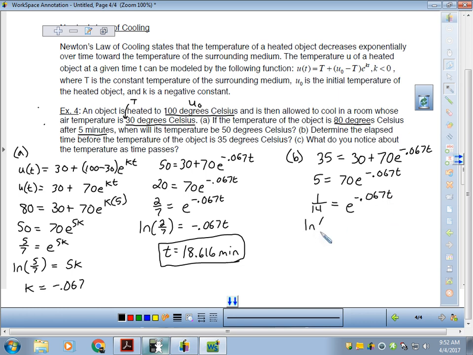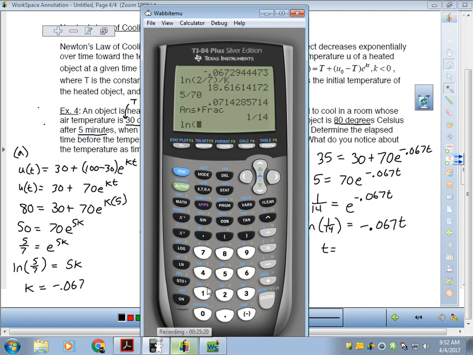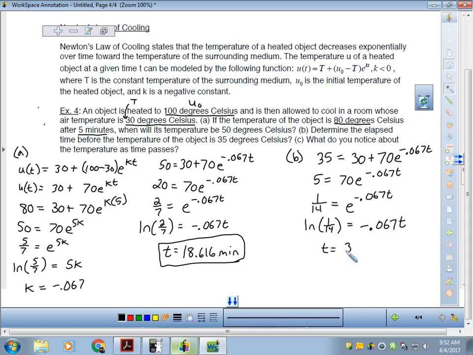Take a natural log. Natural log of 1 over 14 equals negative 0.067t. Then divide that negative 0.067 across. So the natural log of 1 over 14, divide that by our k number, and we get 39.217. Again, that's measured in minutes. So that's how long it takes to get it down to 35 degrees.